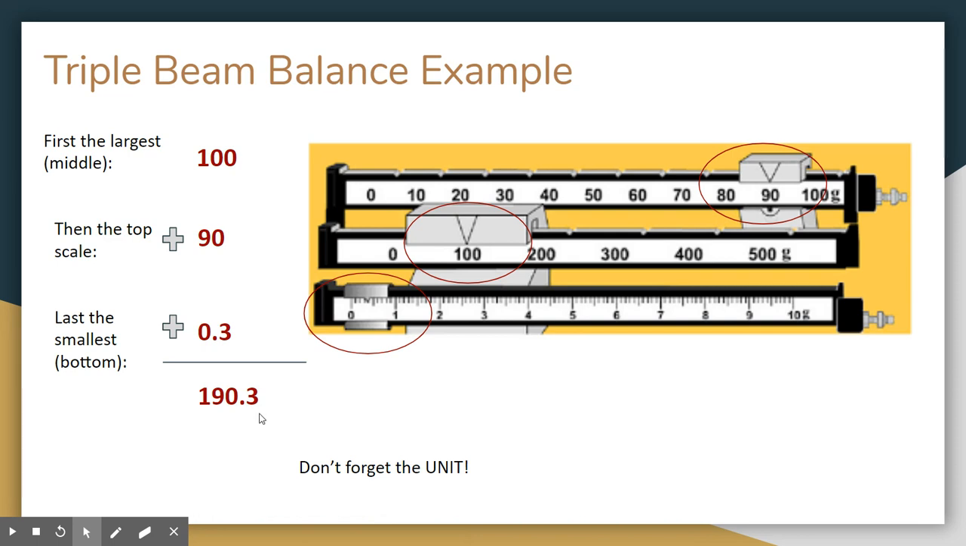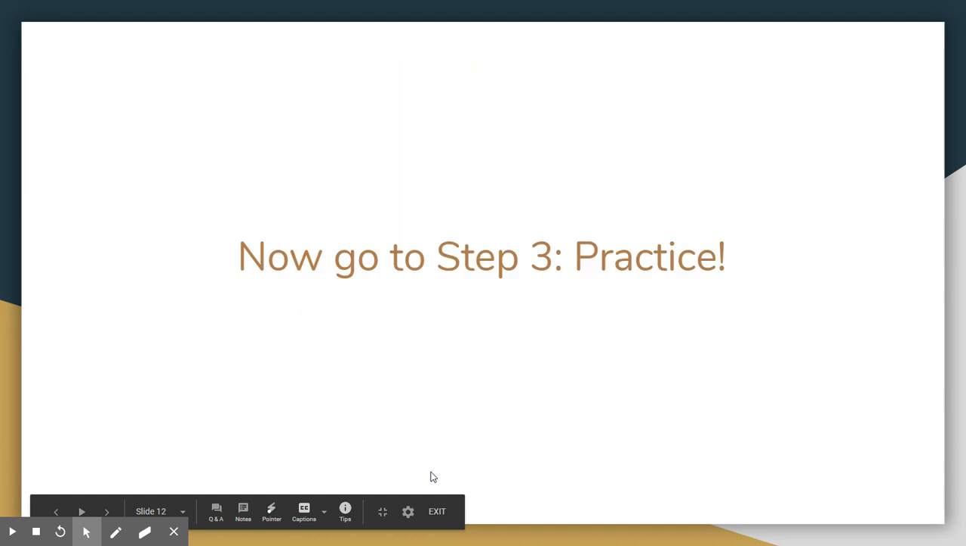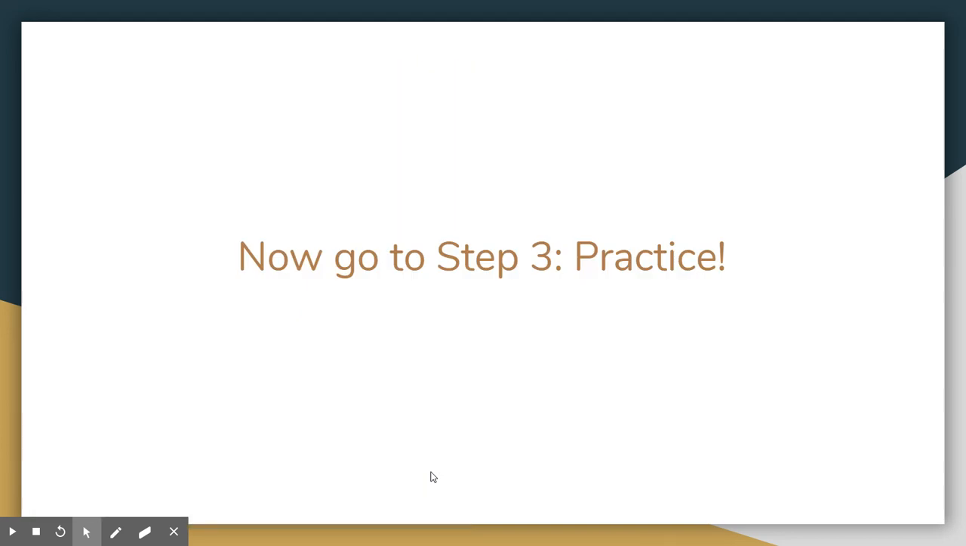And the nice thing about triple beam balances is they tell you what the unit should be. So that unit is right there, that G for grams. Okay? So whatever object this was, it was 190.3 grams. All right.